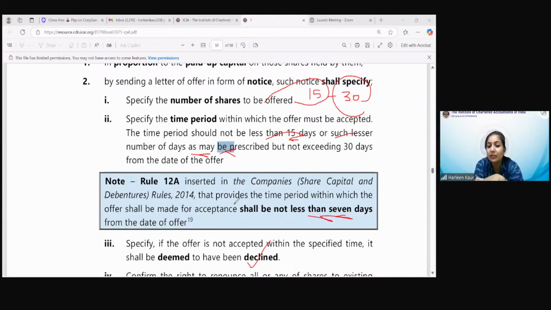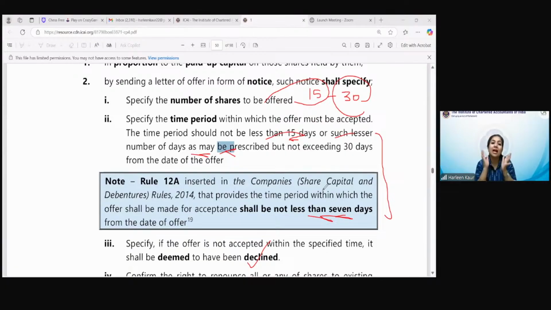Okay, so as of now, they have said it should not be less than 7 days. So you will write this provision as it is. So the time should not be less than 15 days. Remember, in the small company definition, we did something related to this, where "as may be prescribed" option is given.